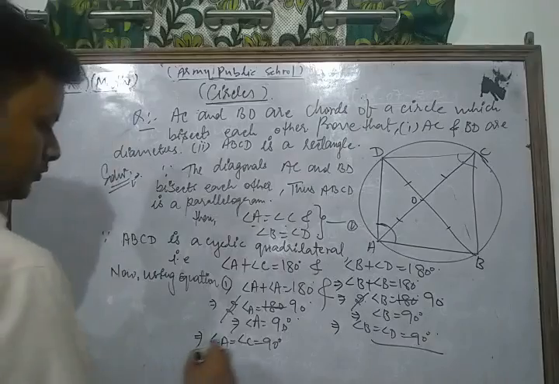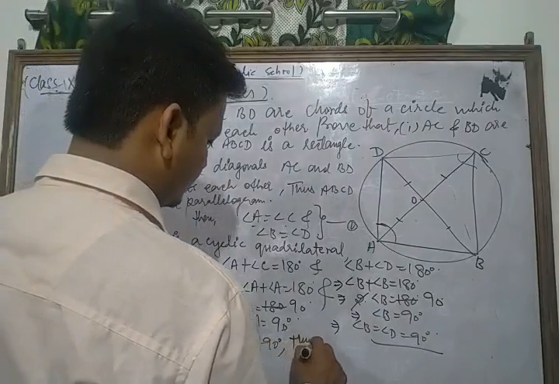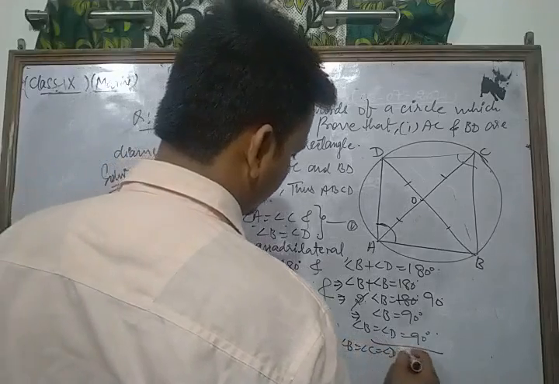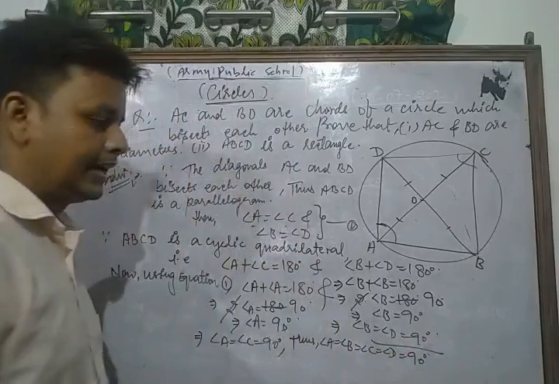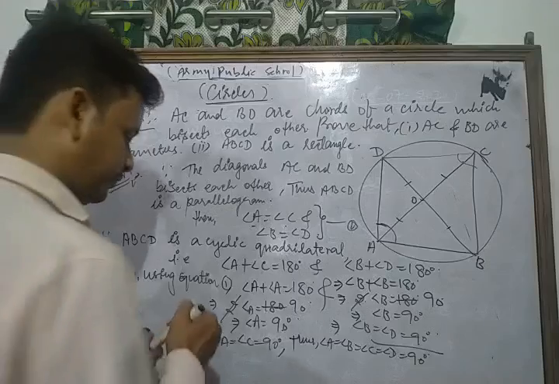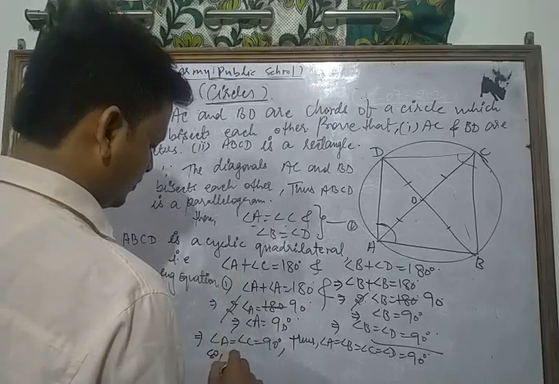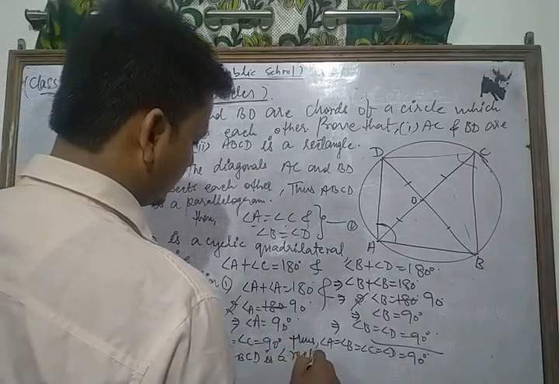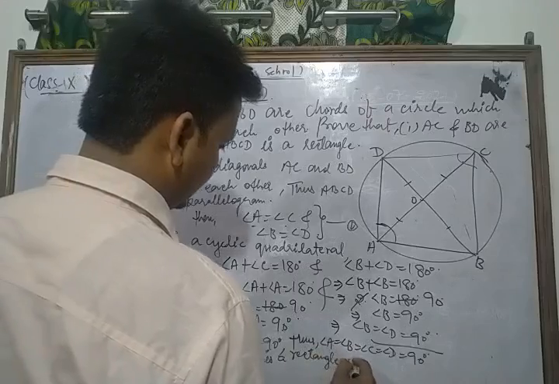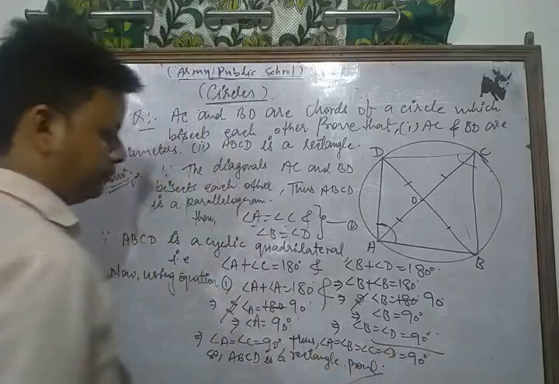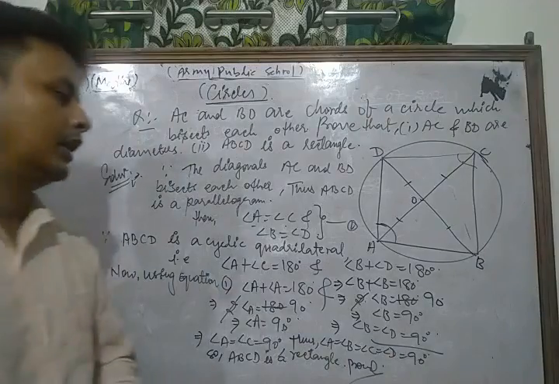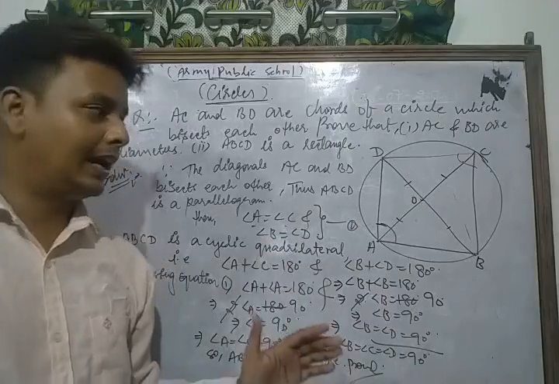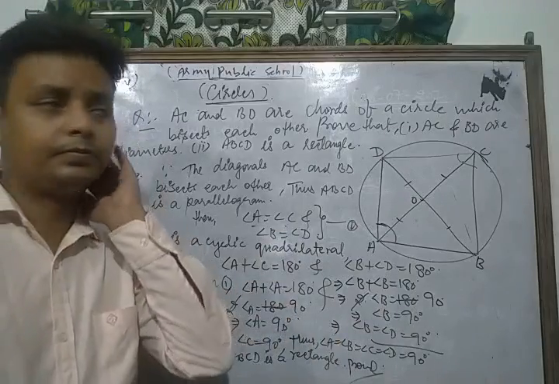Thus angle A is equal to angle B is equal to angle C is equal to angle D, each equal to 90 degrees. So ABCD is a rectangle, hence proved. And dear friends, for that question we also proved that AC and BD, the diagonals, are diameters.